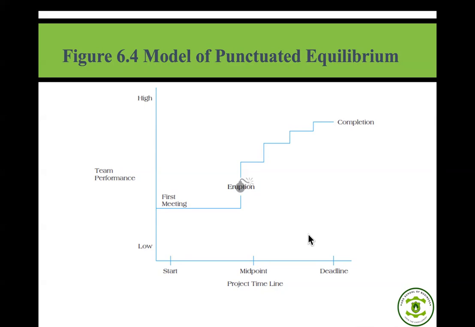If we are able to understand this model, it can help us as project managers to anticipate, to expect, and prepare for natural occurrences that can affect the team dynamics. So it is important that we know that linear development of a team hardly happens.